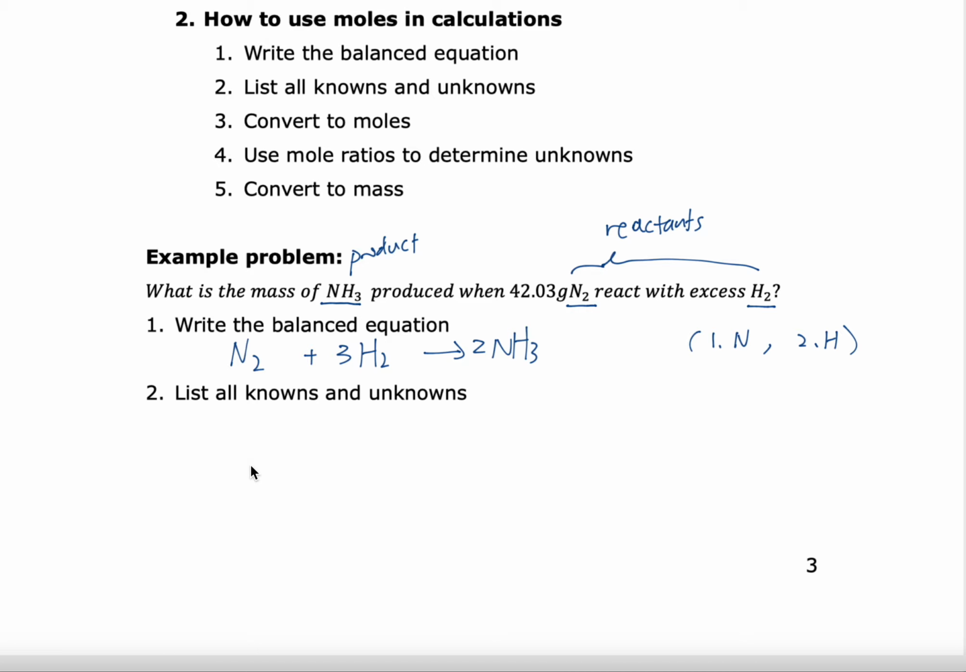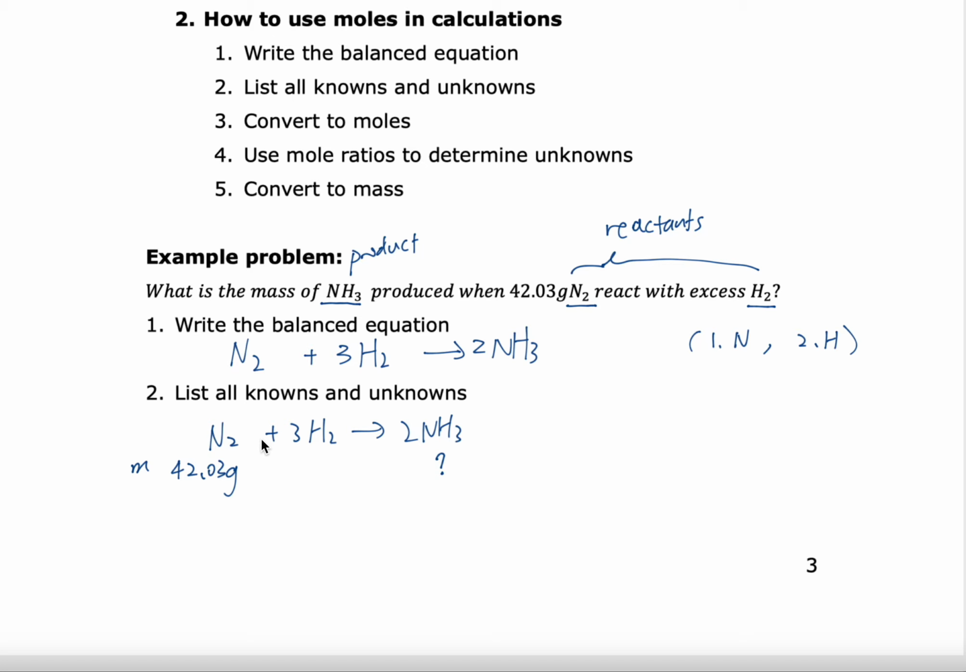And then you can list down the knowns and unknowns. What do you know? I know the mass of nitrogen, so I know this baby m, which is 42.03 grams. What I don't know is the mass of NH3 produced, and I don't know the mass of hydrogen involved, and you want to find out the mass of NH3 produced.